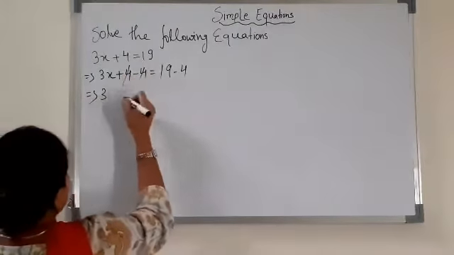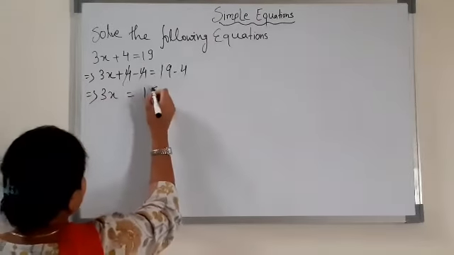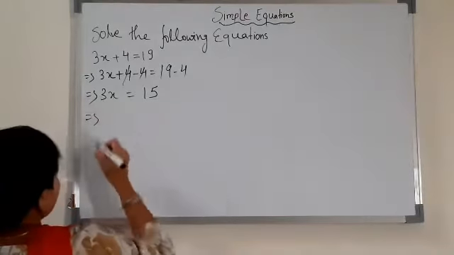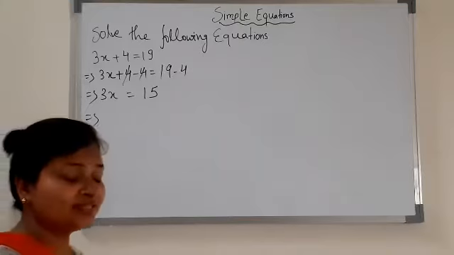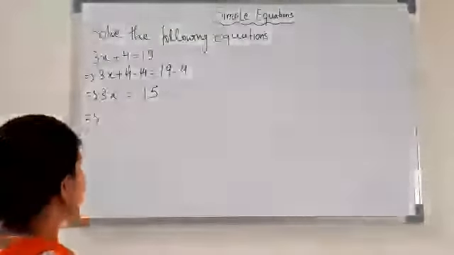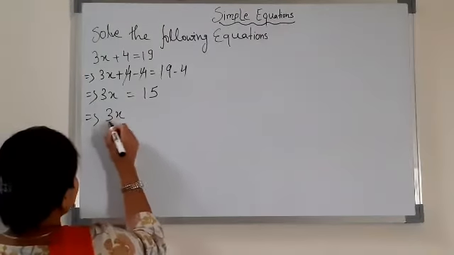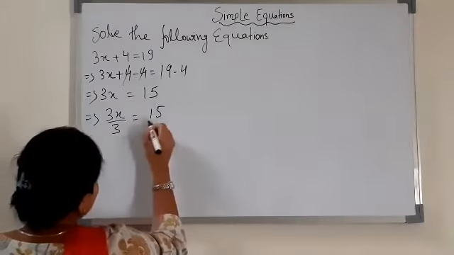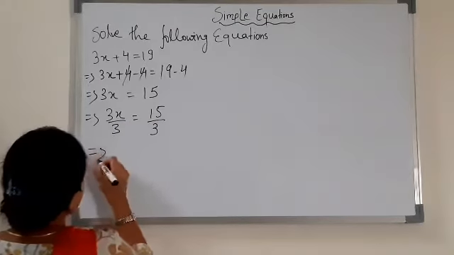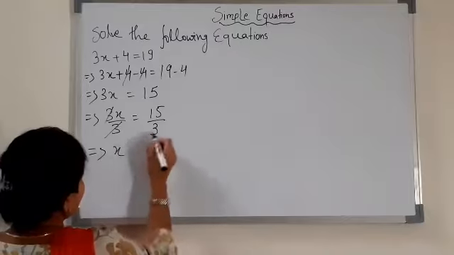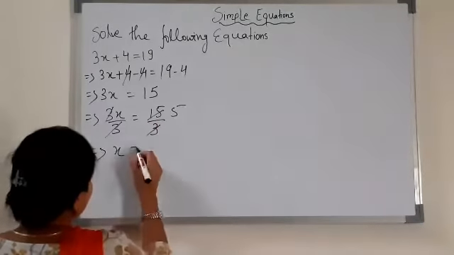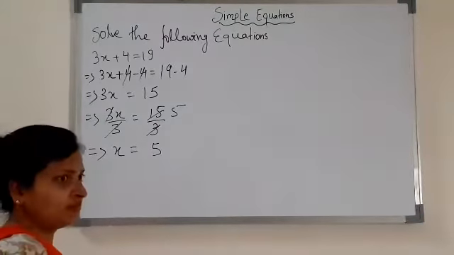So this will get cancelled. So 3x will be equal to 15. Again we can see that the variable is still not separated. So now we will divide it by 3 on both the sides. So this 3 will get cancelled and this will be 5 times. So x is equal to 5.